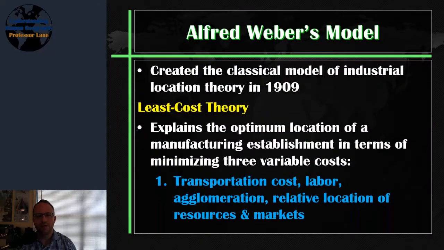Now, one of the most influential location theories is called the least cost theory, and it was produced by Alfred Weber in 1909 while he was a professor of economics at the University of Heidelberg in Germany. He proposed a theory that firms should choose their location based on the trade-off between transporting raw materials and transporting the finished product. While relying heavily on transportation costs, Weber also discussed the importance of labor costs and agglomeration costs on industrial location.